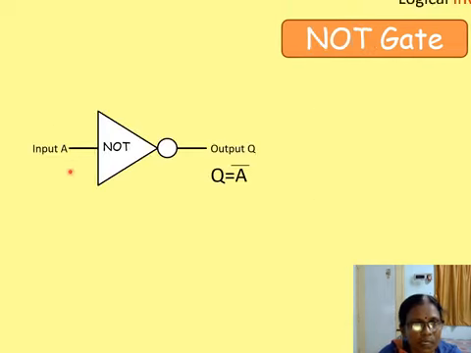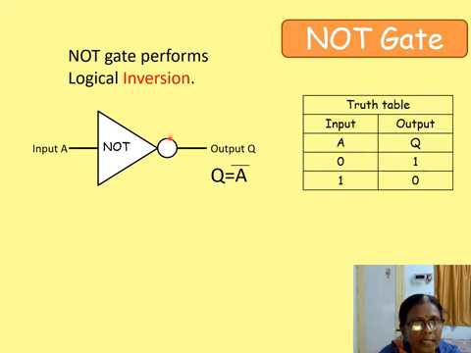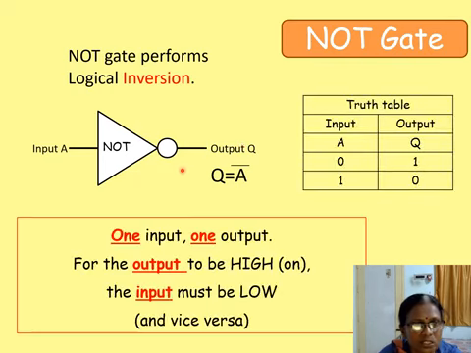NOT gate. It has only one input and one output. It performs logical inversion. For the output to be high, the input must be low. For the output to be low, the input must be high.